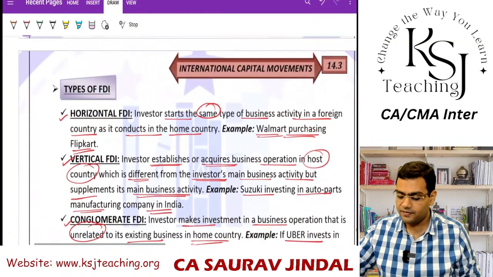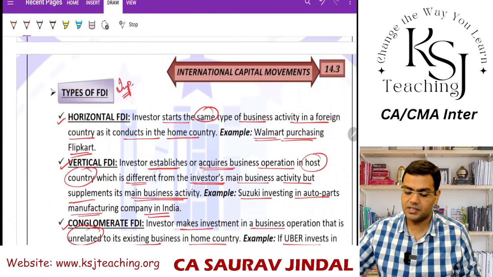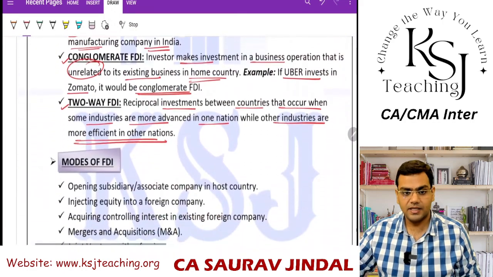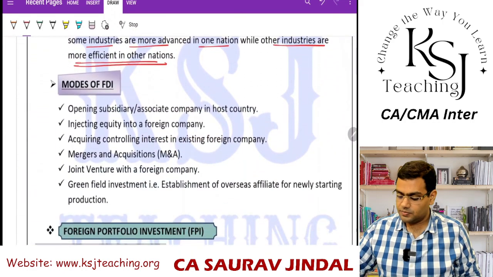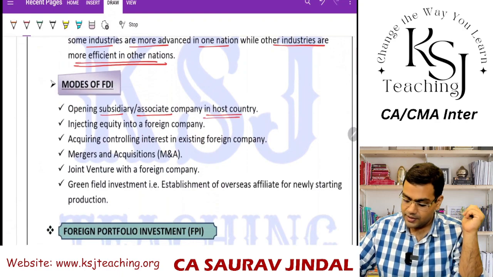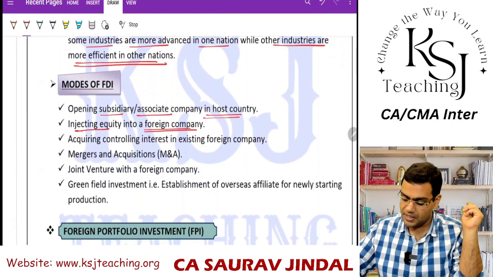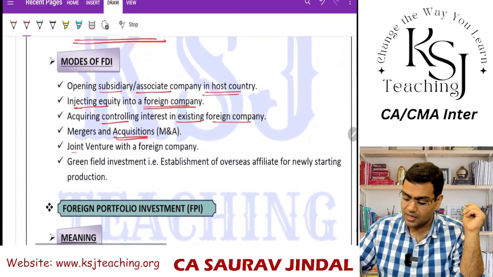So this is important from the examination point of view. The types of FDI, it has been asked in the past also, and it can be asked in the future also. So modes of FDI is how the FDI can be operated. Opening the subsidiary or the associate company in the host country, as I told you, right? Injecting the equity into a foreign company, that Mr. X buys the equity share, he injects the money. Acquiring the controlling interest in the existing foreign company, mergers and acquisitions can be there, joint ventures can be there.